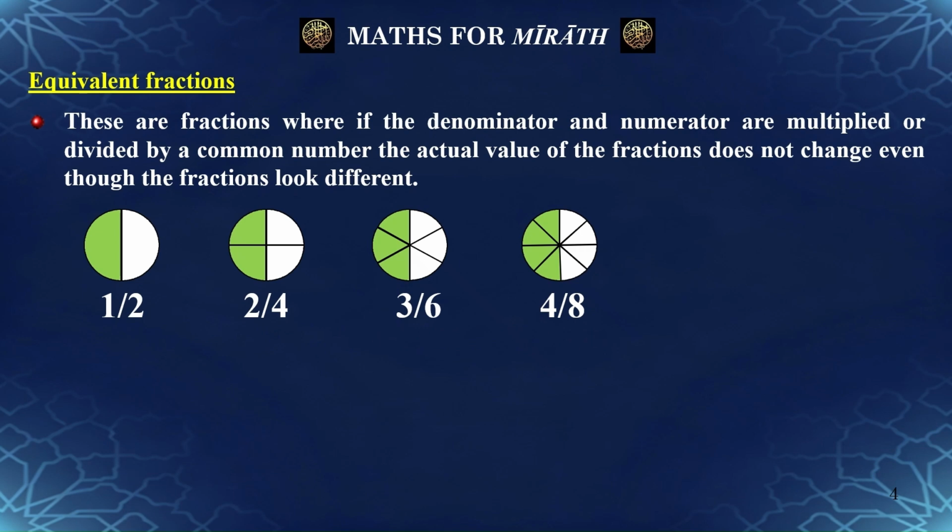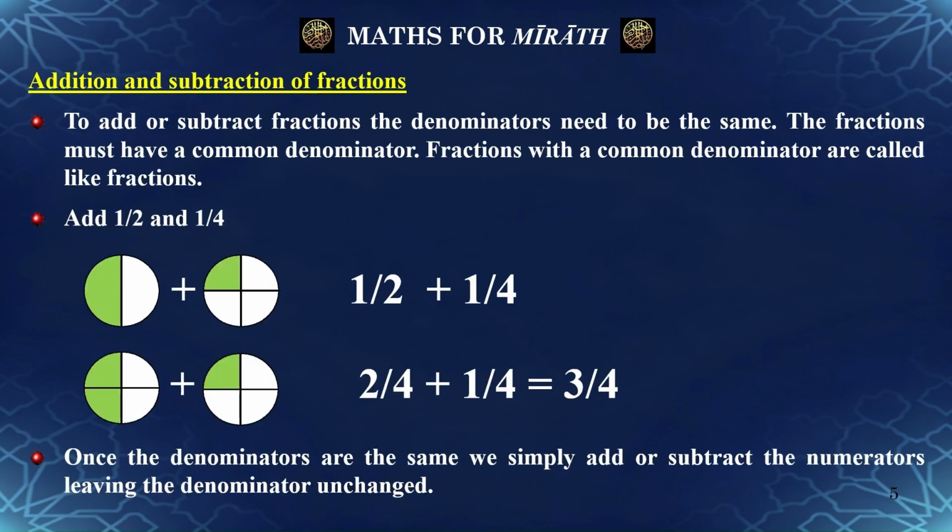To add or subtract fractions, the denominators need to be the same. That is to say, fractions must have a common denominator. Fractions with a common denominator are called like fractions. Let's look at an example. We need to add 1/2 and 1/4. We convert 1/2 to its equivalent fraction 2/4 by multiplying both the numerator and denominator by 2. Once the denominators are the same, we simply add or subtract the numerators, leaving the denominator unchanged. So 2/4 plus 1/4 equals 3/4.